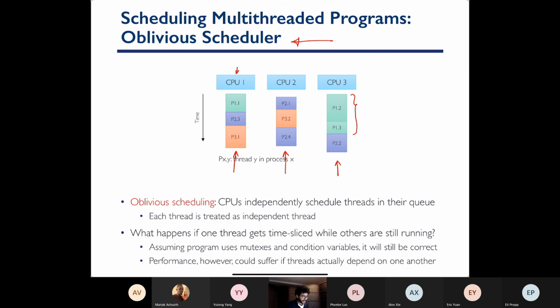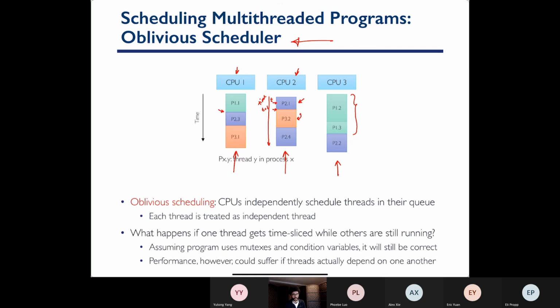For example, let's say that this thread here, P2.1, locks a mutex. So this is time going down. Let's say at time t, this thread locks a mutex. Now at time t plus epsilon, we're going to context switch. So CPU 2 makes a decision to context switch for whatever reason. So now P3.2 is running. And this is fine, you can do that.